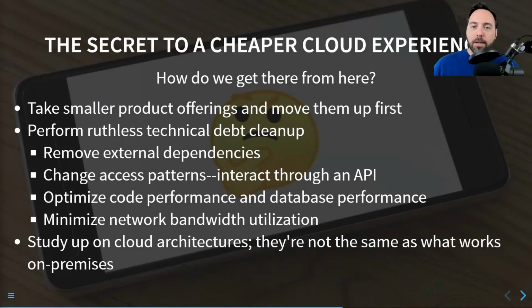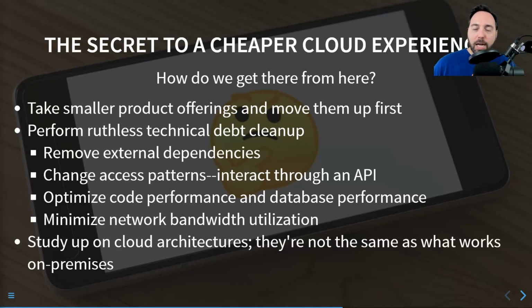A few tips. First thing is start with smaller offerings. Start with things that are easier, simpler products to work with, and move those up first. They'll give you a pattern. They'll give you an idea of how to do this. Make sure you clean up technical debt because technical debt costs money. Remove external dependencies. Change the way you're accessing data, access through APIs. Be more asynchronous in how you perform your operations. Rigorously optimize code performance and database performance because every CPU cycle is extra money that you're paying. And minimize how much network bandwidth you need.